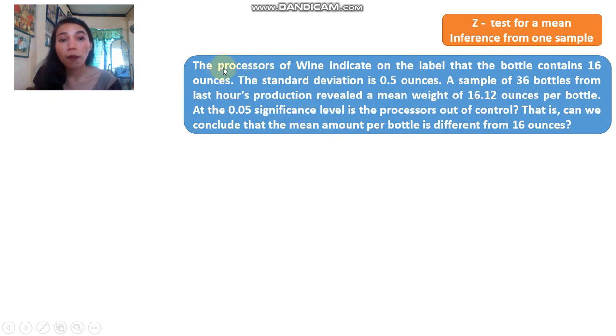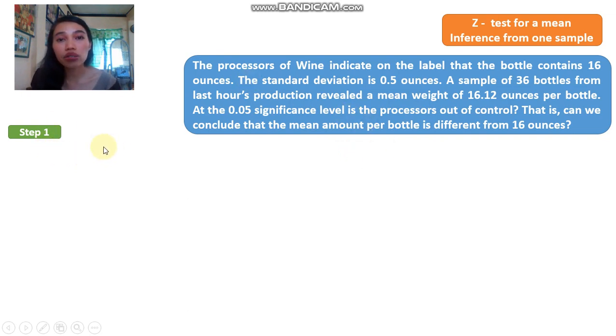So we have a processor of wine indicating that the bottle contains 16 ounces with a standard deviation of 0.5 ounces. And from 36 bottles, it was revealed that the mean weight is not 16 but 16.12 ounces. At 0.05 significance level, we need to test whether the mean amount per bottle is different from 16 ounces. Okay, since we have already understood the problem, let's proceed to step 1.